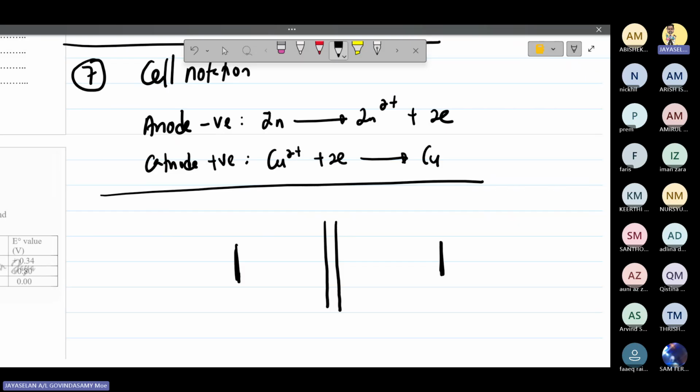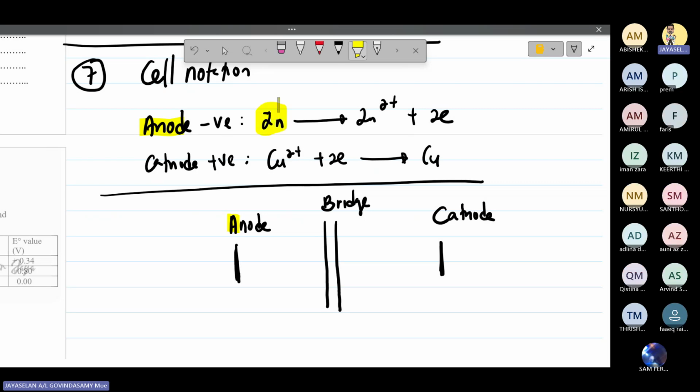This is your A, B, C. A stands for anode, B is the salt bridge, C stands for cathode. That's all. Then you see your half equation. Where is your anode? This one, right? It starts with this. Take this, put it here. After you finish this, what product do you get? Zinc 2 positive, right? Put zinc 2 positive here. So your anode is settled.